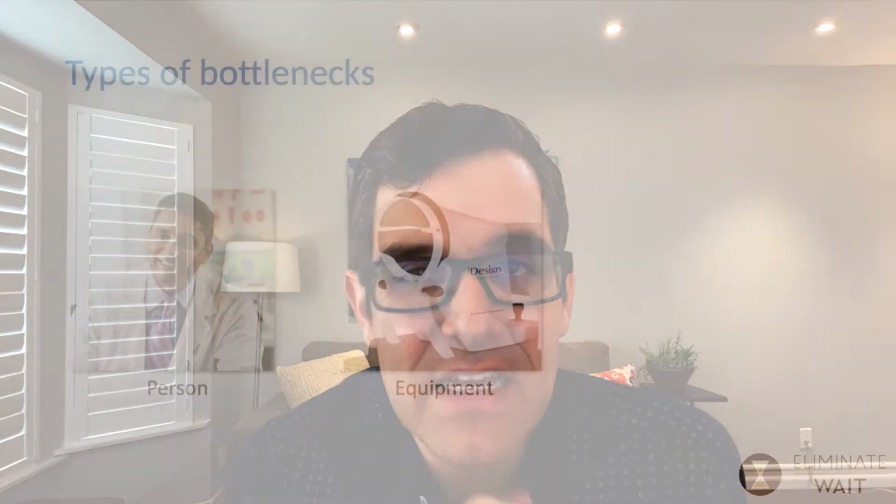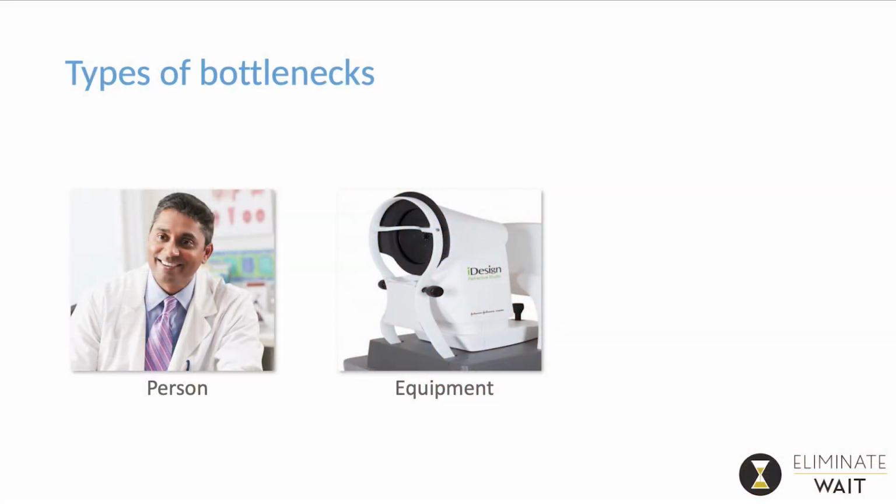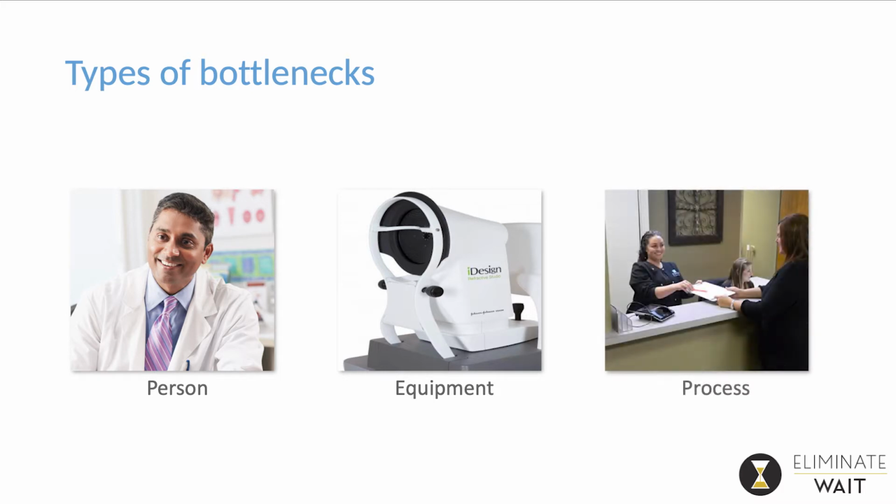The second is equipment, where in some practices the flow is slowing because of a piece of testing equipment that can only handle so many people, so other people wait. Finally, a process can be a bottleneck, such as the check-in, check-out at the front desk, that can cause a lot of waiting. I would guess to say that you and your staff already know where these occur.